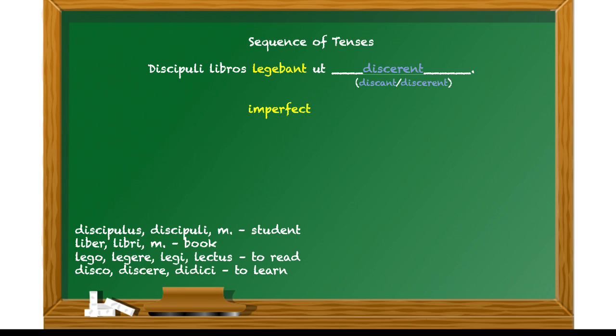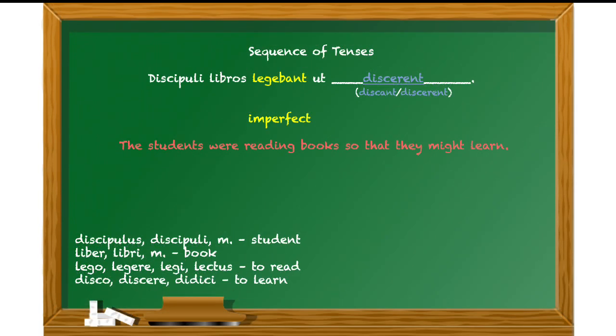It should be discurrent, which is the imperfect subjunctive. Take a moment, see if we can translate that one. And you should have come up with the students were reading books so that they might learn. So this is really helpful in terms of predicting what verb is going to come up in a sentence, or if you are actually writing in Latin, composing some Latin, knowing which verbs you can use in your subordinate clause.